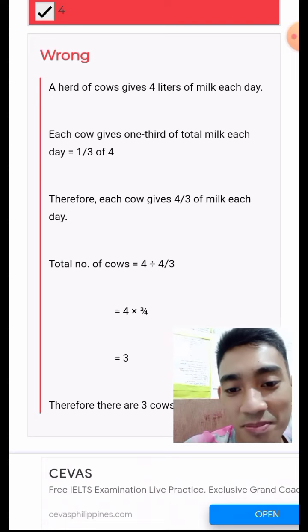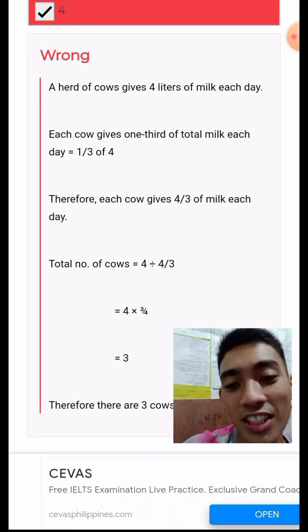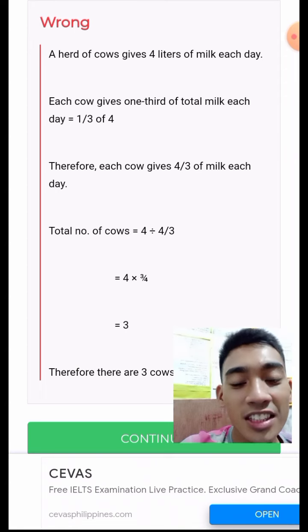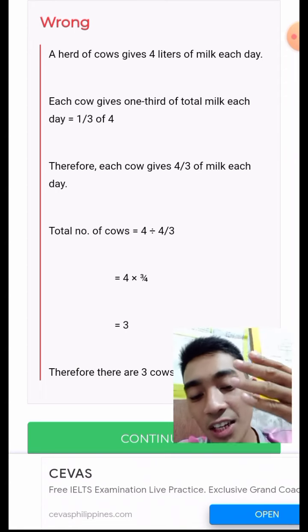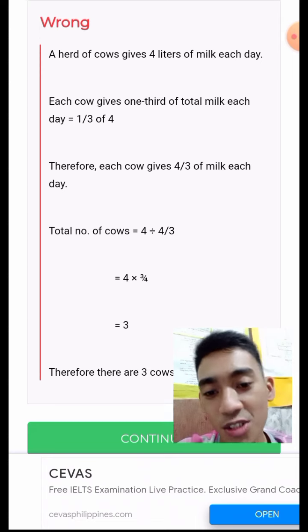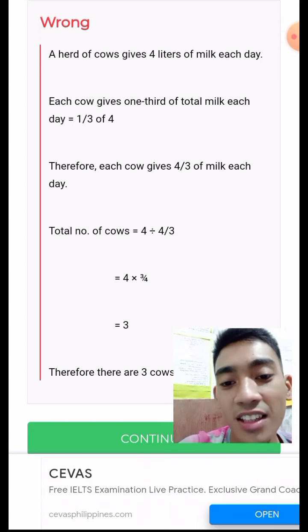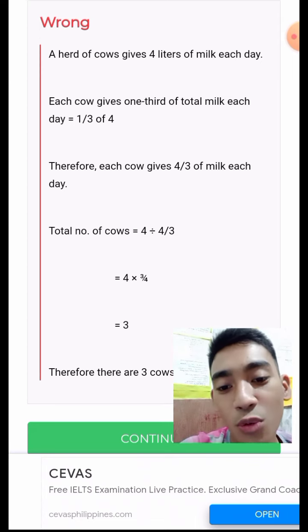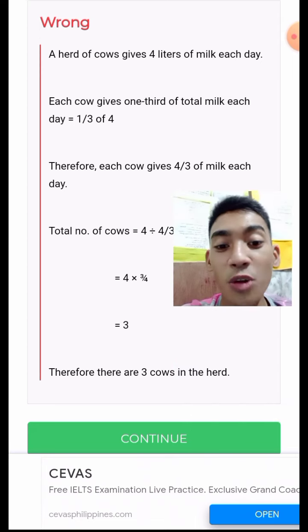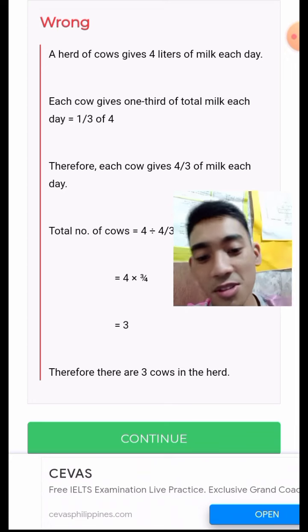So in order to determine the total number of cows, 4 divided by 4/3. 4 liters in one day, and in one day, one cow can give 4/3. So reciprocal: 4 times 3/4 will give us 3. Therefore, there are 3 cows in a herd. 3 cows only. Continue.